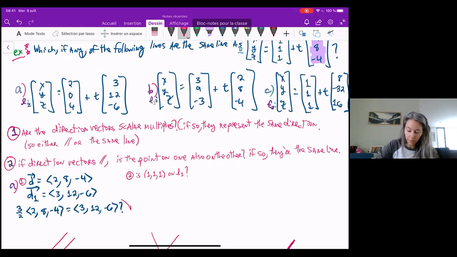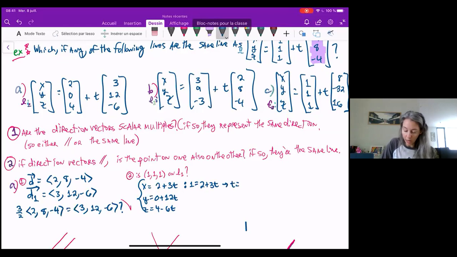So here, to do that, remember we write our parametric equation. So I would have x is equal to 2 plus 3t, y is equal to 0 plus 12t, and z is equal to 4 minus 6t. And then I'm going to plug in my 1 for x. So 1 would equal 2 plus 3t, which would mean t would equal negative 1/3. For y, if I replace my y with 1 now, I would have 1 is equal to 0 plus 12t, which would give me t is 1/12.